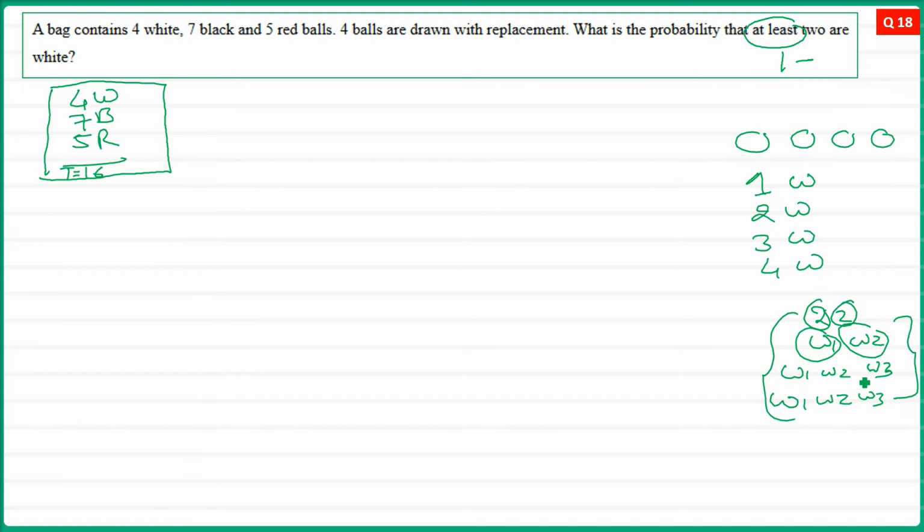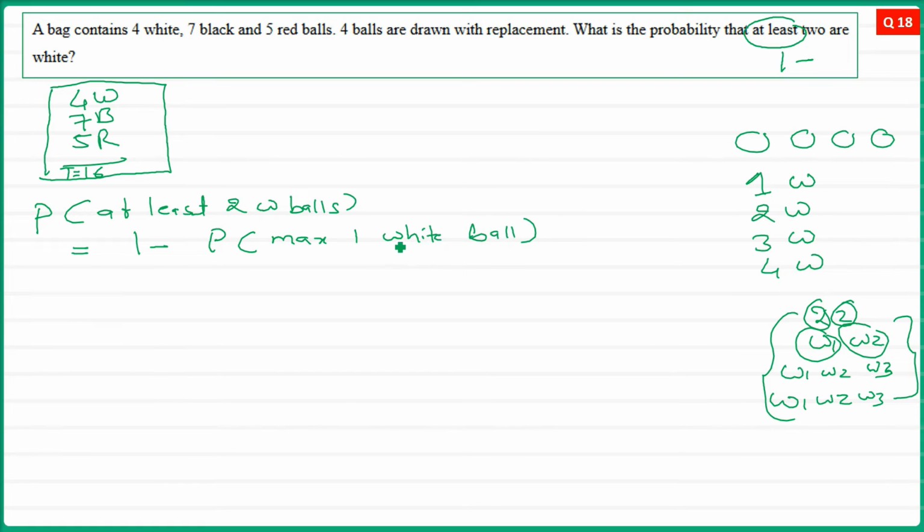The better way is not to follow this approach, but better is to find no whites or 1 white. And when you subtract this from 1, you will get at least 2 are white. So it will be an easier approach to solve this question. So this probability of at least 2 white balls comes out to be 1 minus probability of maximum 1 white. More than 1 white cannot come in the first case. So there will be no white ball also. There is also one possibility.